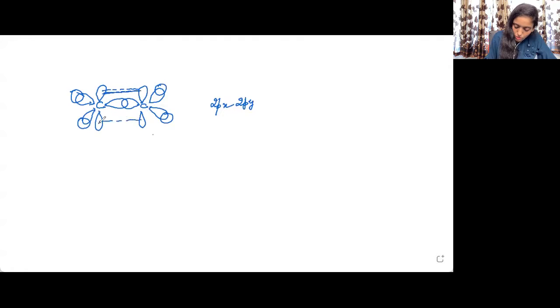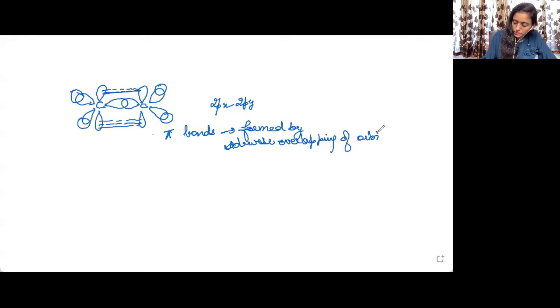So the bonds formed by sidewise overlapping of orbitals are known as pi bonds. Okay, so whenever carbon is forming a double bond, it will be sp2 hybridized. So next we are now moving to the next hybridization.